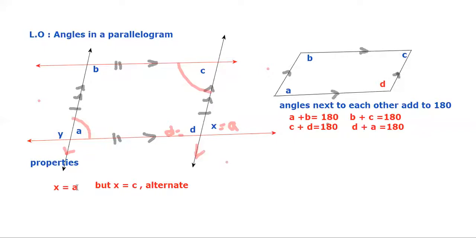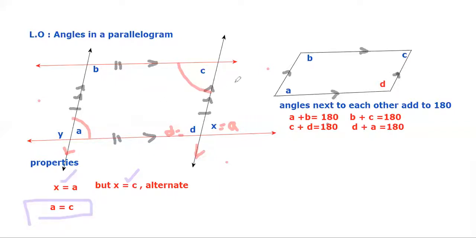So X is equal to A and X is equal to C. That means that A is equal to C. If you reason it out, since they're equal, where I have X here, I can replace it with A. We know this is true and this is true, so I can pick where I have X and put A. So A is equal to C.